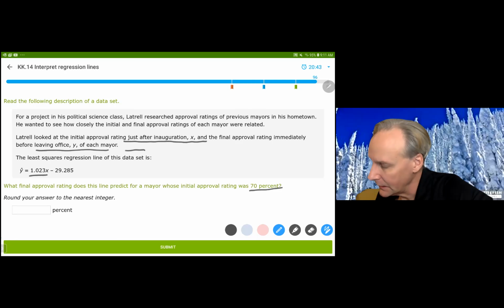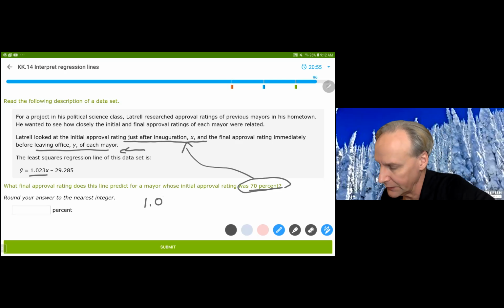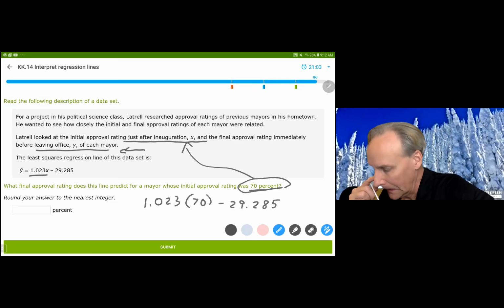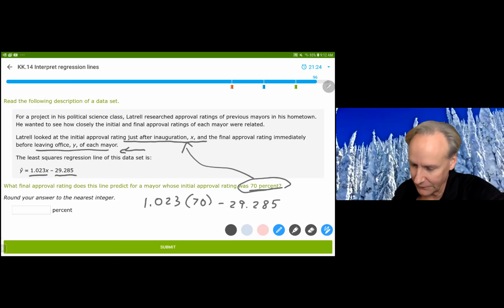So Y is the final approval rating. And if we have the initial approval rating, which is the X, we can substitute it for X. I'll write it out for you: 1.023 times the initial approval rating of 70% minus 29.285. Be careful. Notice that he's using the approval ratings. It doesn't specify, but I'm assuming that the approval ratings are in percent. So that means that this number is like 29.28%, just so that you don't put in the 0.70 as the percent.